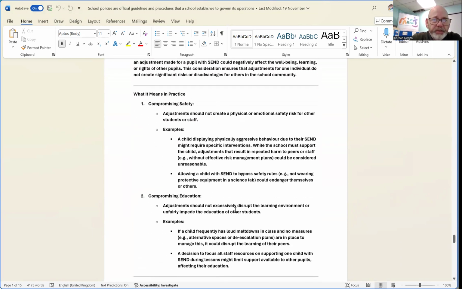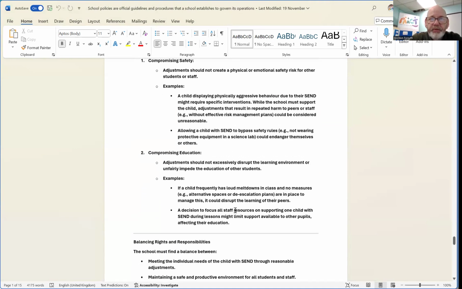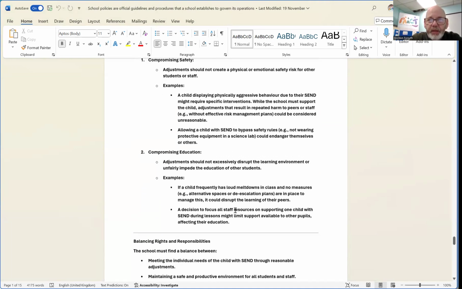So what it means in practice: compromising safety. Adjustments should not create a physical or emotional safety risk for other students or staff. A child displaying physical aggressive behaviour due to their SEND might require specific intervention. While the school must support the child, adjustments that result in repeated harm to peers or staff without effective risk management plans could be considered unreasonable.